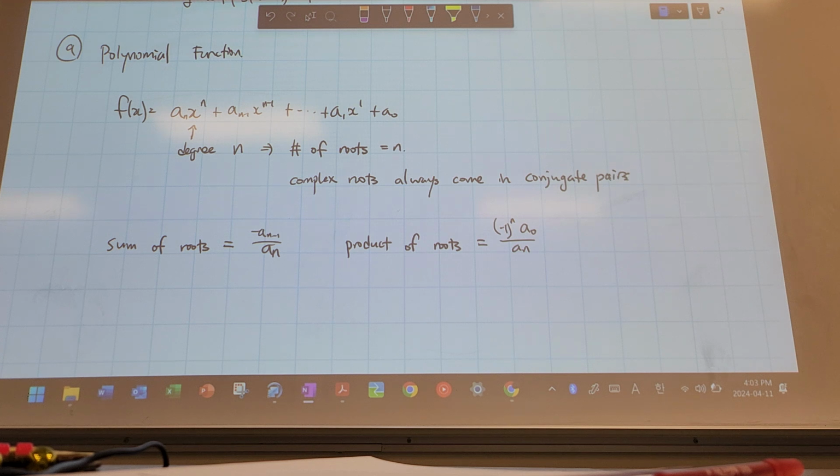Quite often you'll have to use your knowledge about these: how many roots you have, the fact that complex roots come in conjugate pairs, and the fact that you have the sum of roots and the product of roots all together. You use all the knowledge together to produce some kind of answer, right? So hopefully you're able to draw these connections within your brain when you're solving problems.